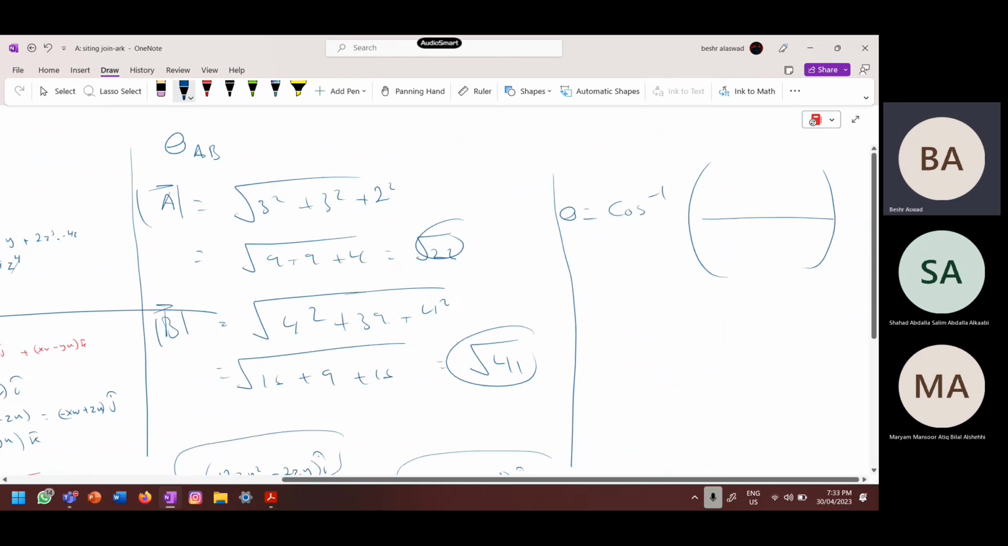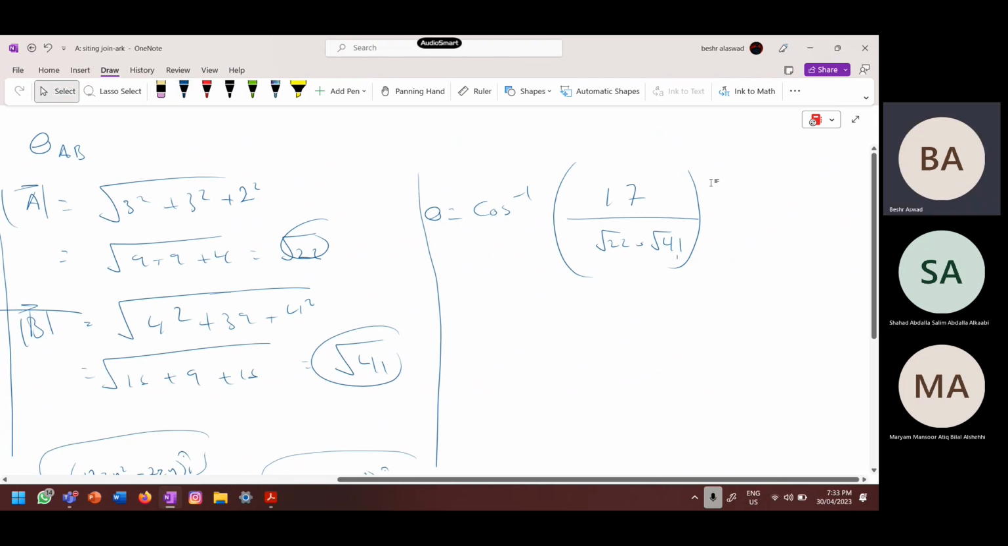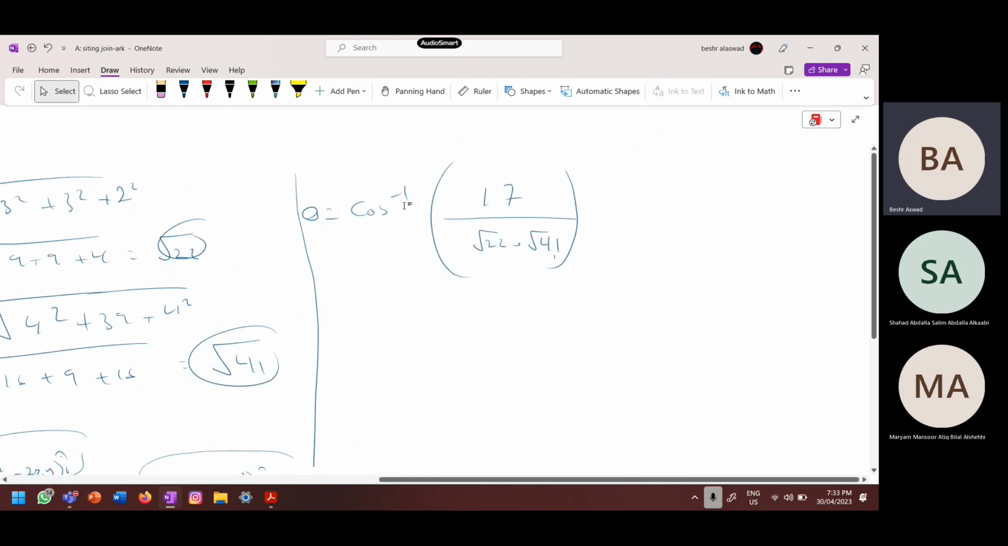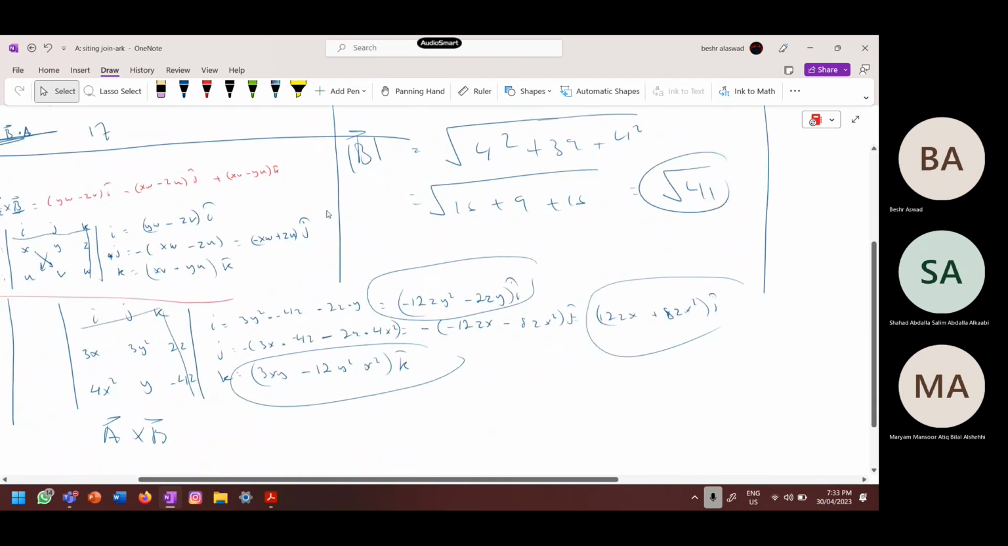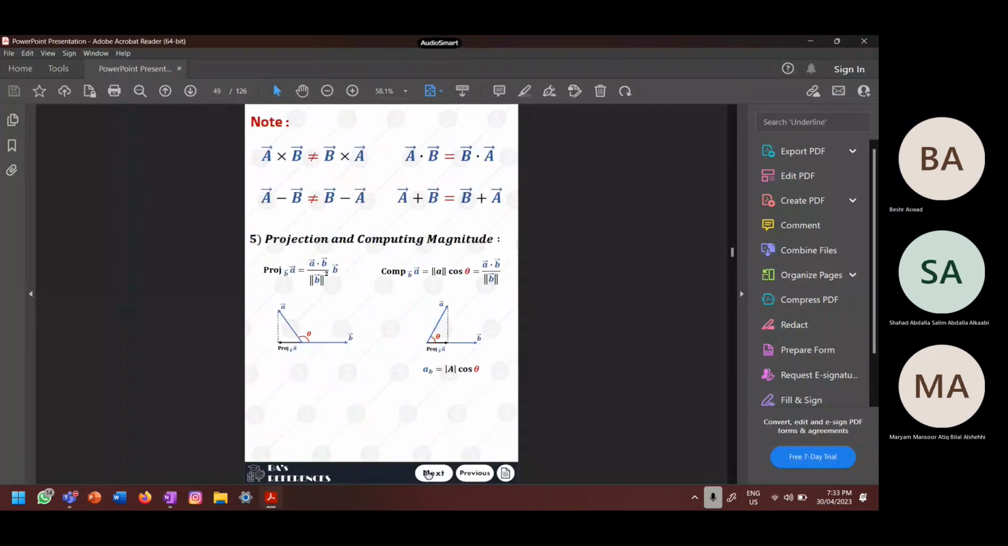So theta is cosine inverse of 17 over the multiplication of the square root of 22 and the square root of 41. Now you need to find this using a calculator, but since we're not allowed to use a calculator, I believe this is enough, unless you're given the values to substitute. Okay, remember the stuff that I told you about cross multiplication, dot product, addition and subtraction.